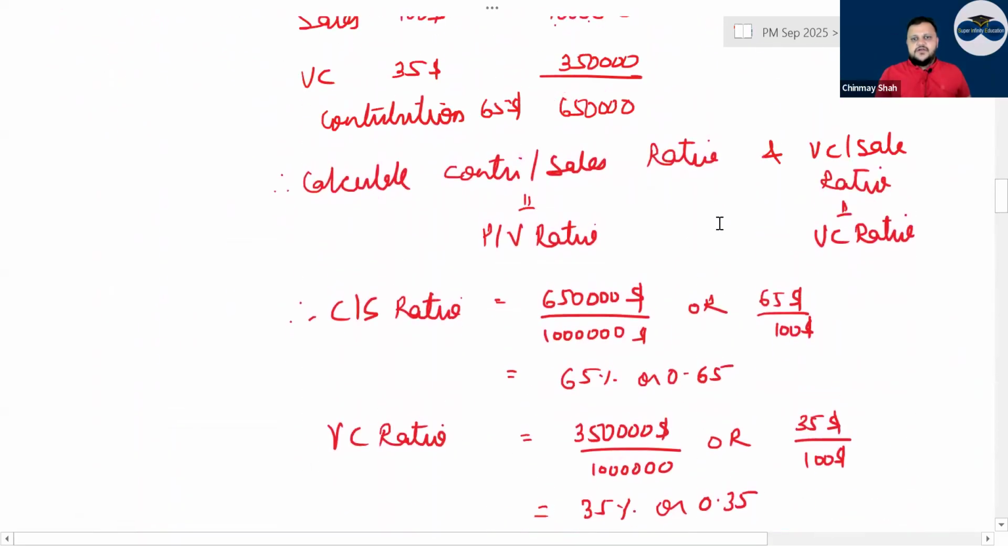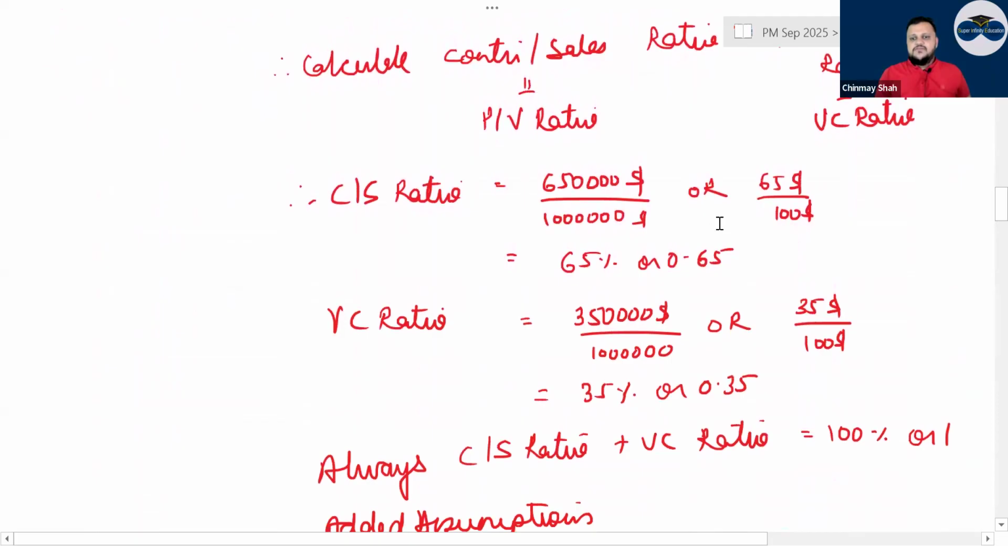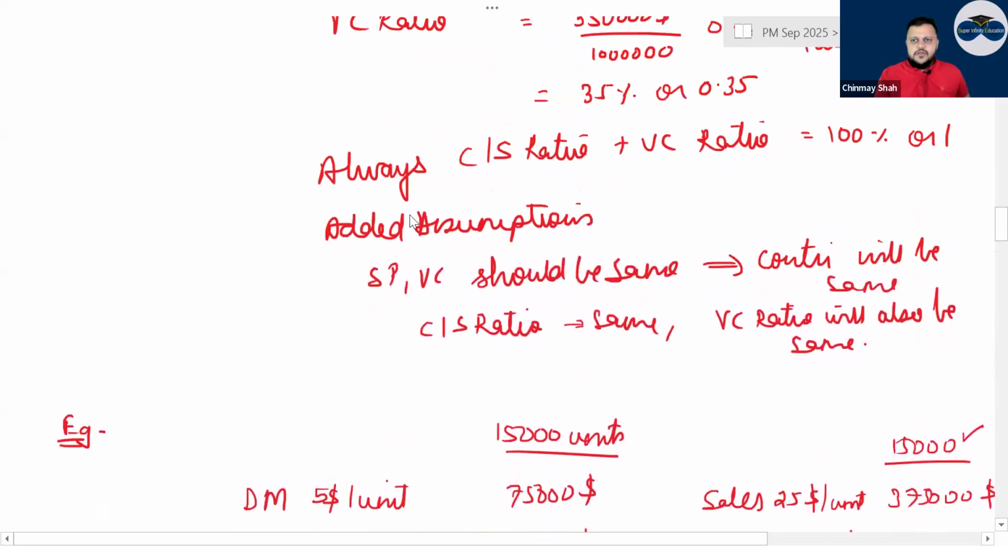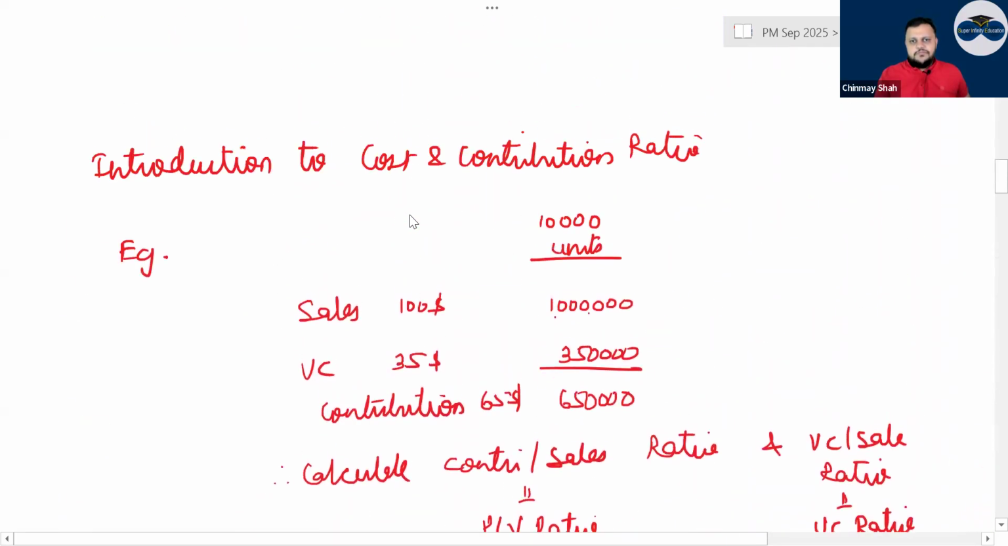We did contribution to sales ratio and variable cost to sales ratio. Contribution to sales ratio plus variable cost ratio is equal to 100. From sales, when you remove variable cost, what do you get remaining? Contribution, correct. What is contribution? Think about it. Contribution is what remains from sales whenever you deduct variable cost.